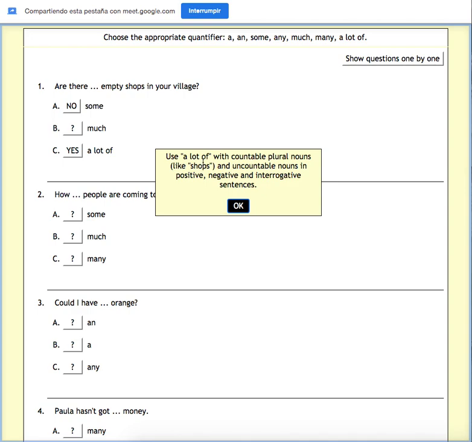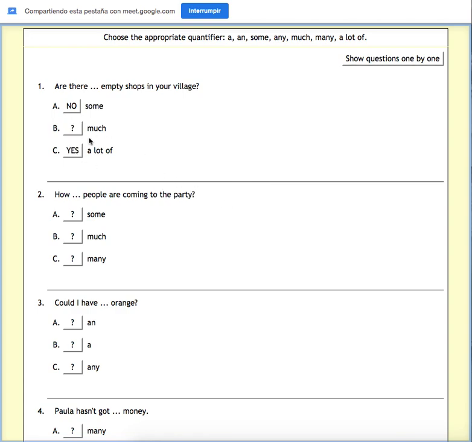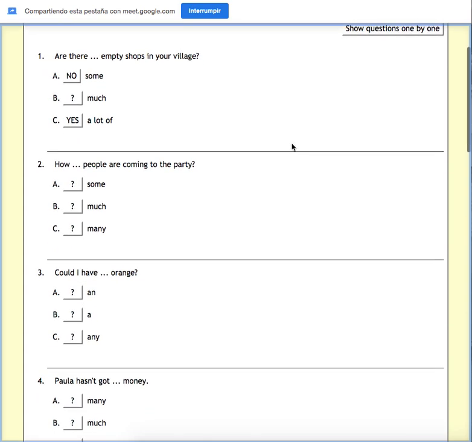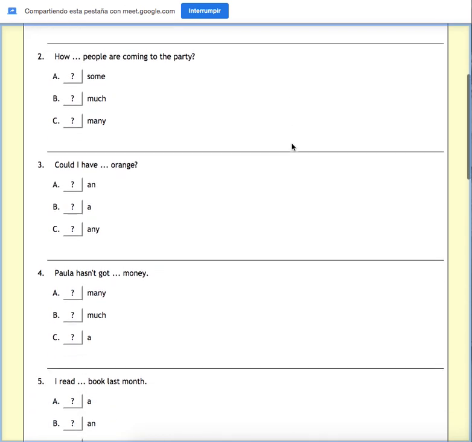Use a lot of with countable plural nouns like shops. And uncountable nouns in positive, negative, and interrogative sentences. In this case, guys, is a lot of because we are talking about a huge amount. Estamos hablando de mucho. Are there a lot of empty shops in your village? So that's it. And this is a question. Remember, some is not usually used with that. Let's continue.